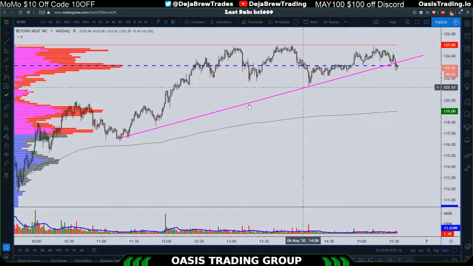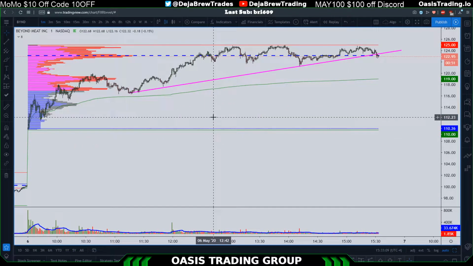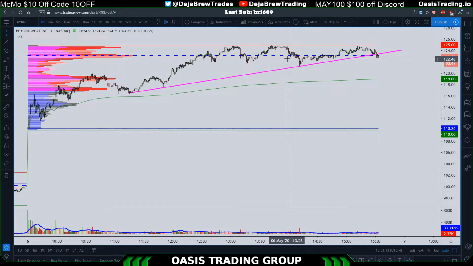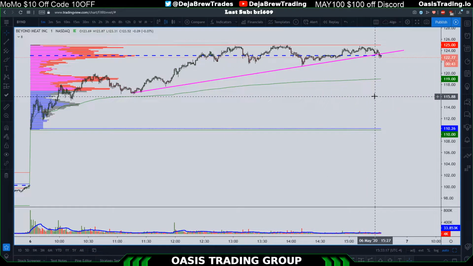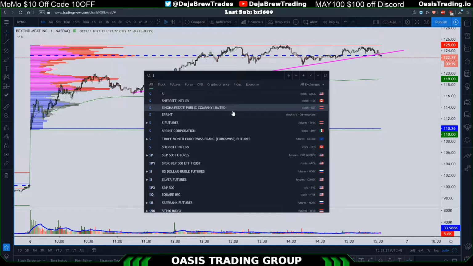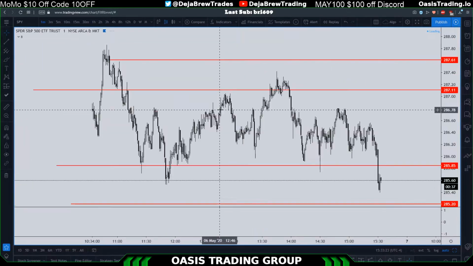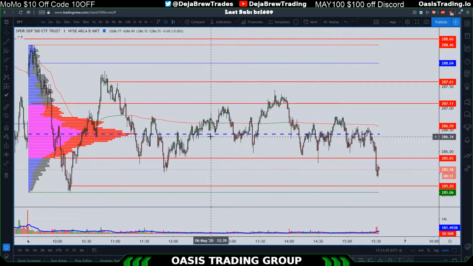You're starting to break downward here on Beyond. Triple top. You're failing the ascending triangle. You're back below the POC. This could retest VWAP. It's following SPY. Is SPY starting to fall down? Yeah, SPY's starting to fail here. You're still in that high volume, high probability zone though.